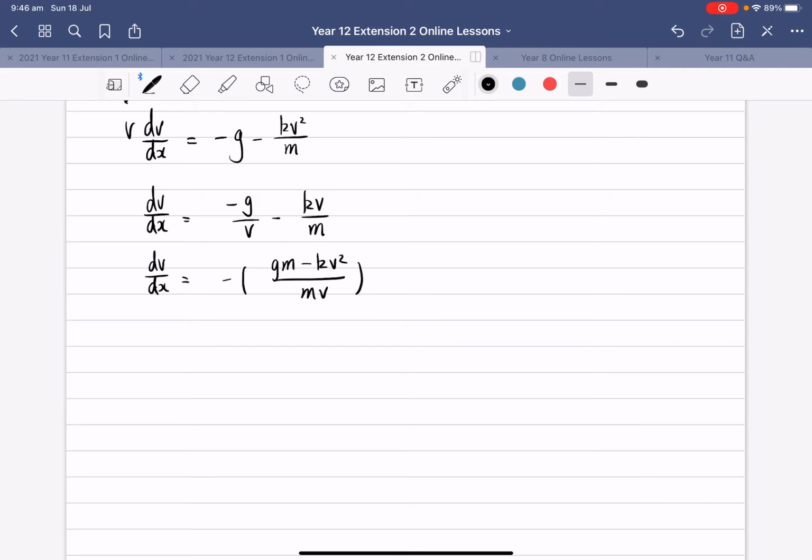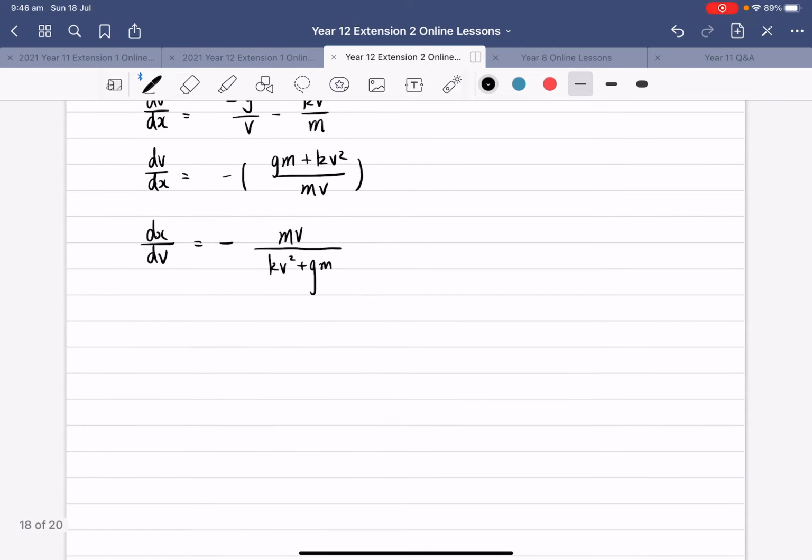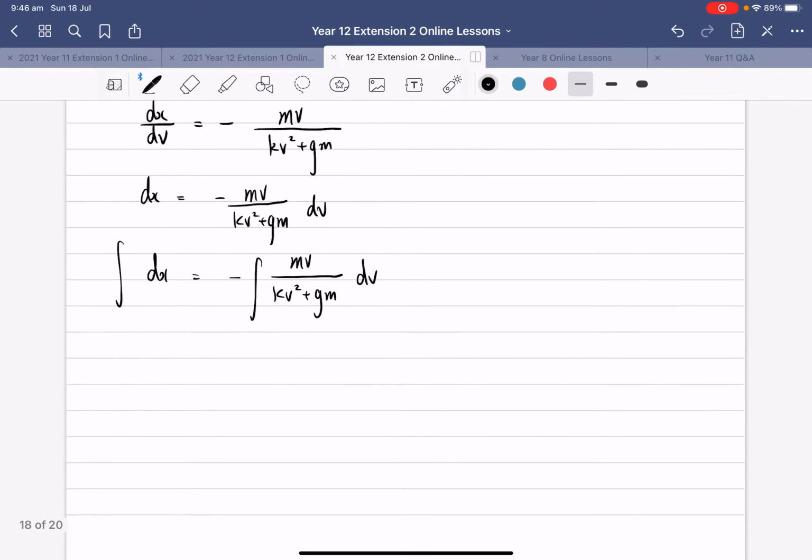Once this is done, actually that's a plus. Now you can do the reciprocal of both sides: dx over dv is minus mv over kv squared plus gm. So let's integrate. We want to find the maximum height, right? So in this case, we can do the same thing: minus mv over kv squared plus gm, dv. We can integrate both sides and put the boundaries we need. That way we don't have to actually calculate the value of c. So let's put the boundaries inside.